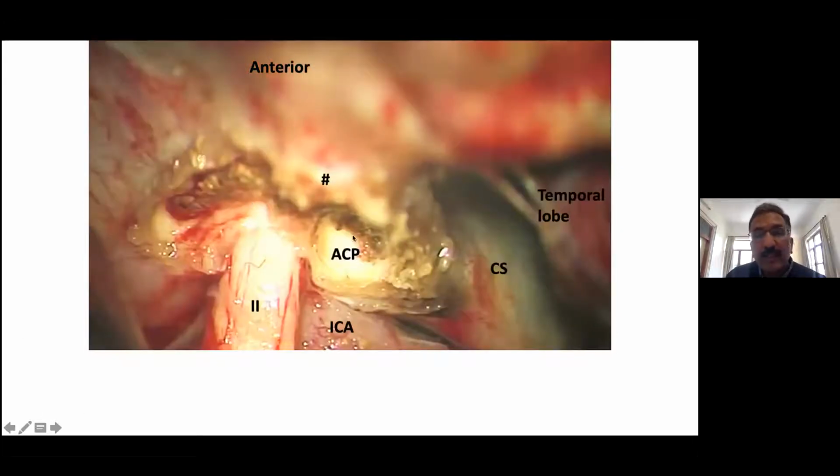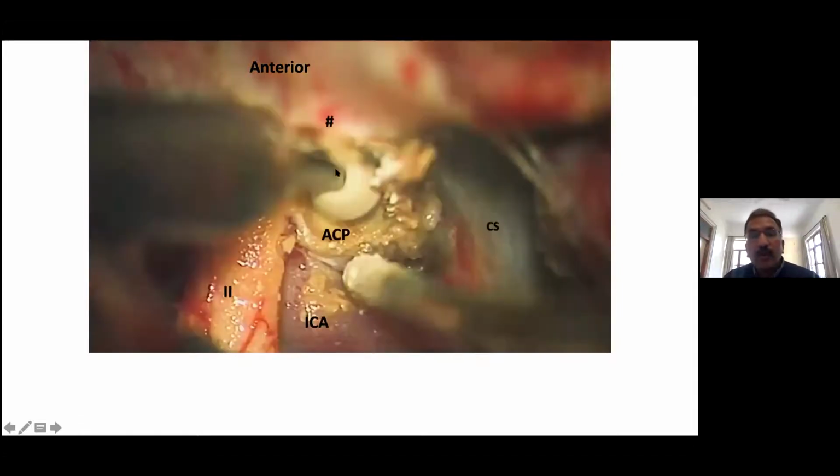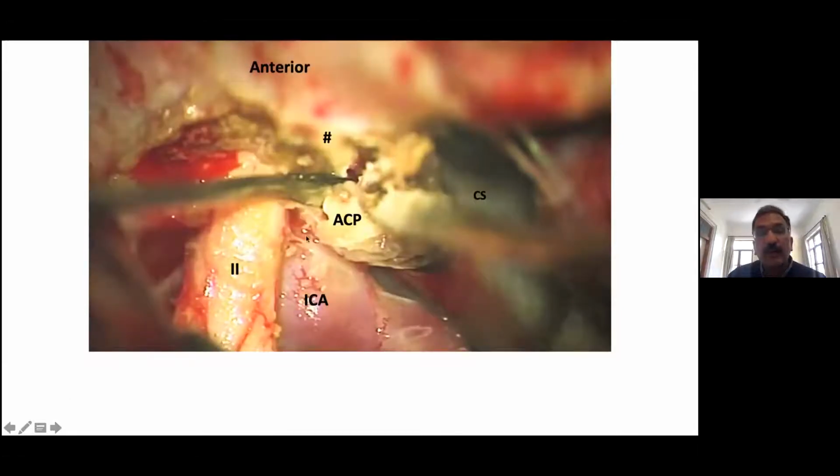Now, further drilling of the anterior clinoid process, the coring of the anterior clinoid process, gets you to the rim of the anterior clinoid process here. And this is the cavernous sinus, the blue thing that you see. This is the internal carotid artery here. And now the anterior clinoid process is further being cored from inside. And then the last part is being removed using dissectors.